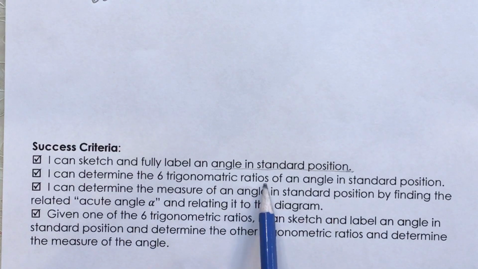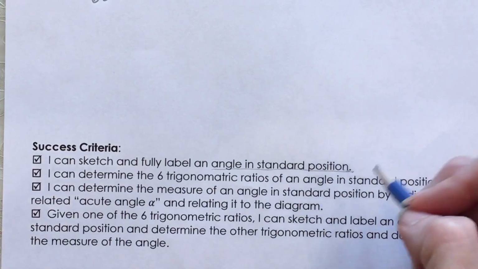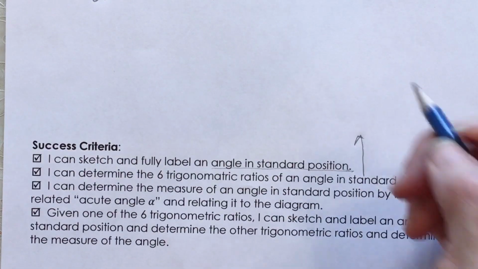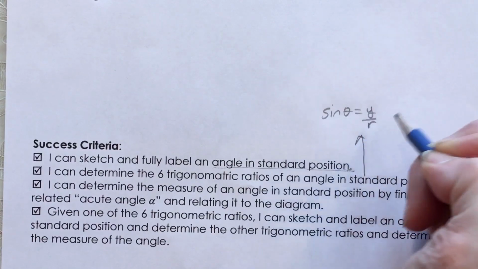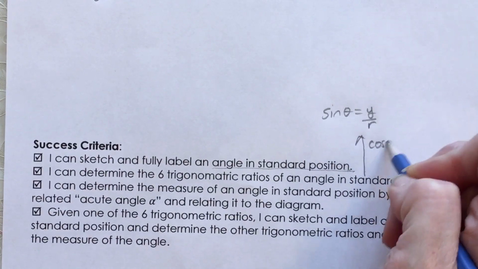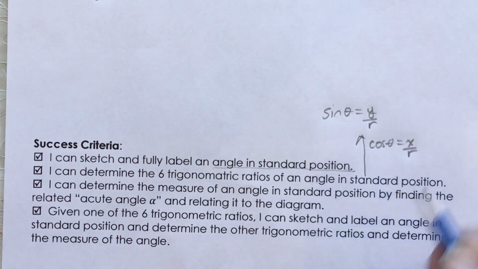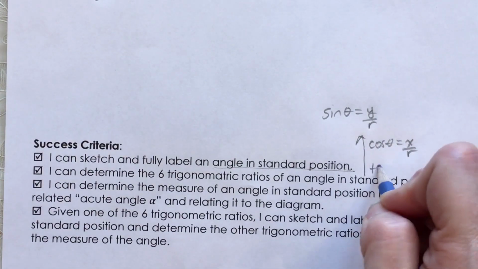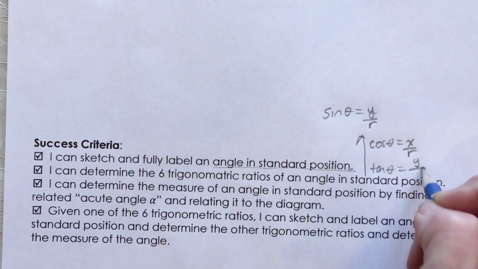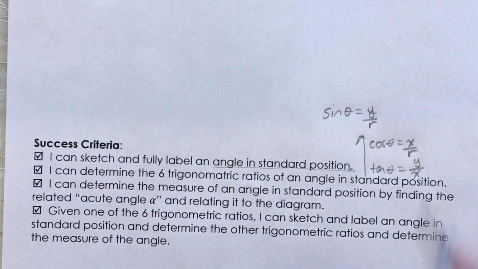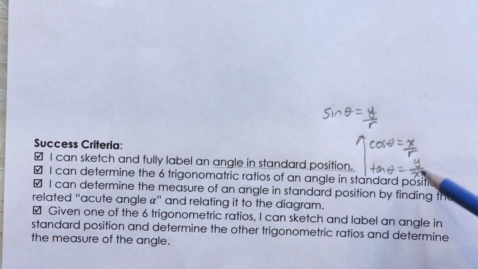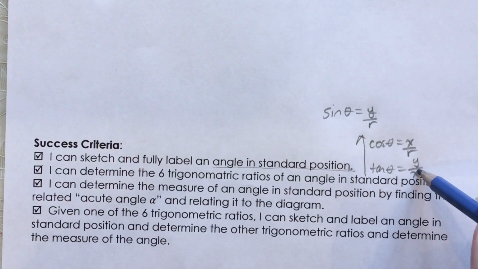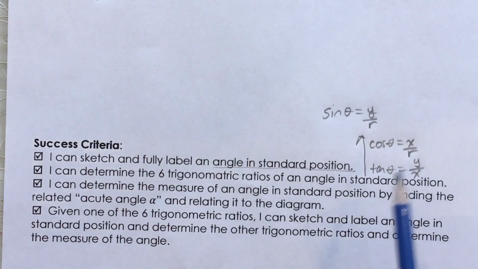You can determine the 6 trig ratios of an angle in standard position. What I really want you to do is be able to say and know that sine theta is the y value over the r value. Cos theta is the x value over the r value. And tan theta is the y value over the x value. So the sooner you start to think of sine, cos, and tan in terms of x, y, and r rather than opposite, adjacent, and hypotenuse, the better this unit and the next year in grade 12 functions is going to go for you.